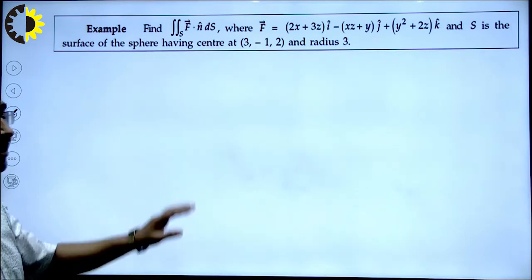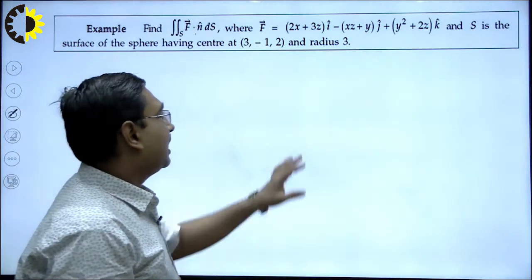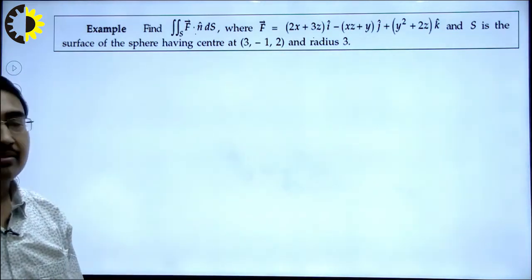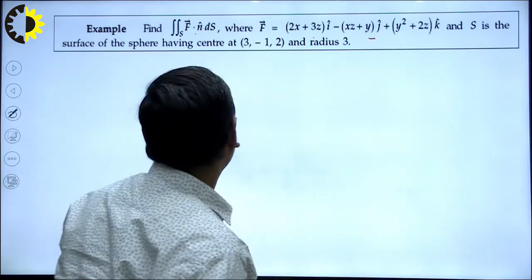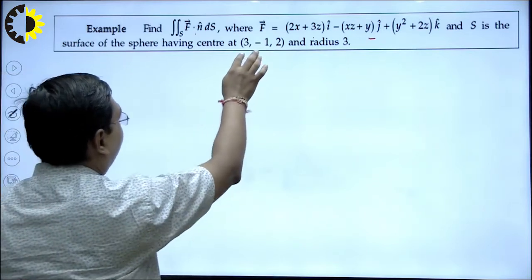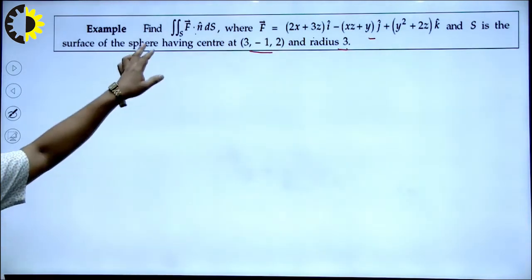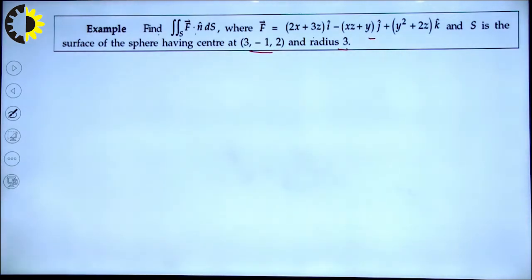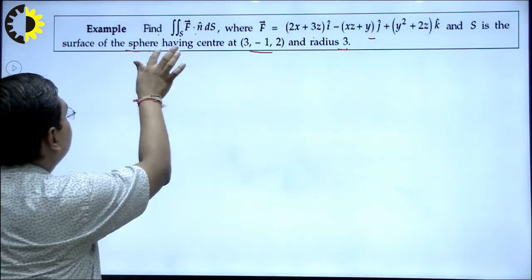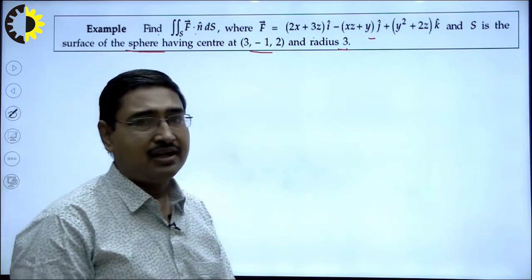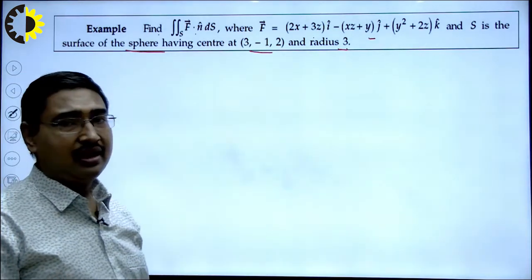The example says, find the integral over S of f dot n dS, where f equals (2x plus 3z) i cap minus (xz plus y) j cap plus (y square plus 2z) k cap, and S is the surface of the sphere having center at the origin and radius 3. We want to evaluate this surface integral. The surface given here is the surface of a sphere. A sphere is a closed surface, and therefore we can apply the Gauss divergence theorem in this case.